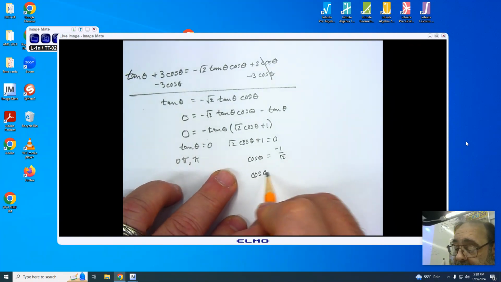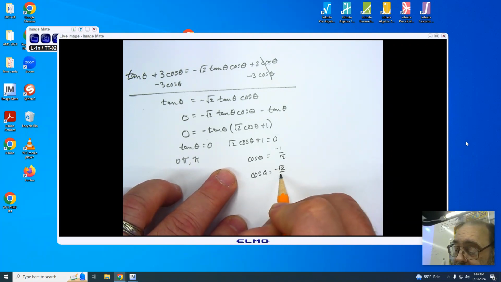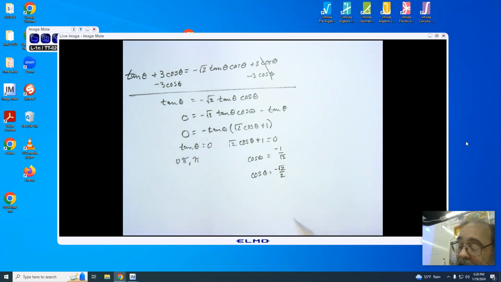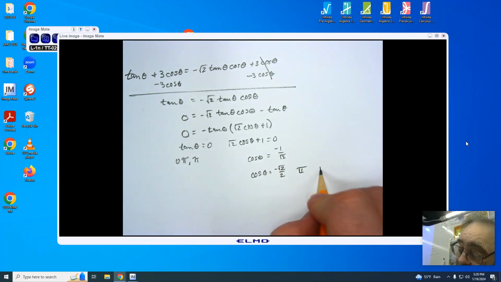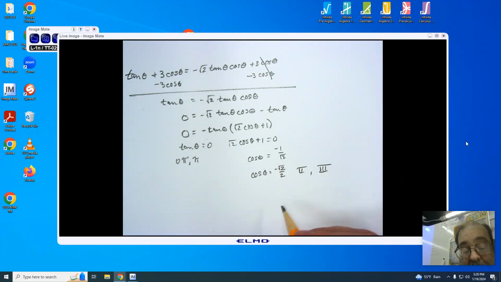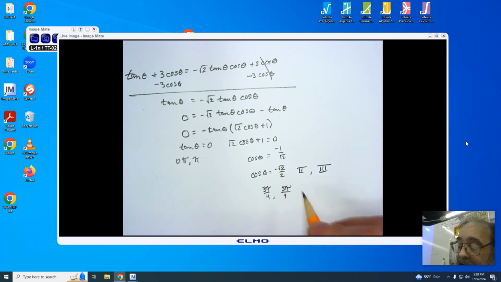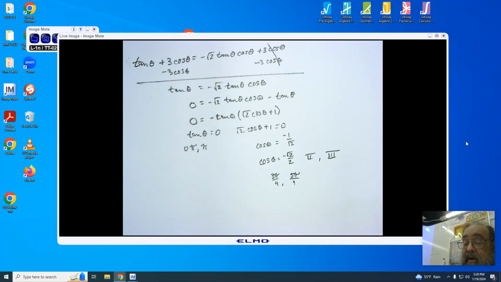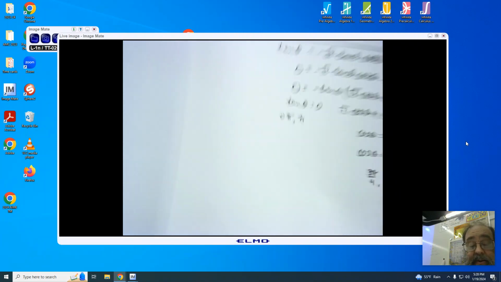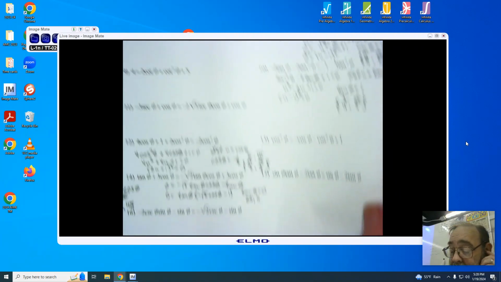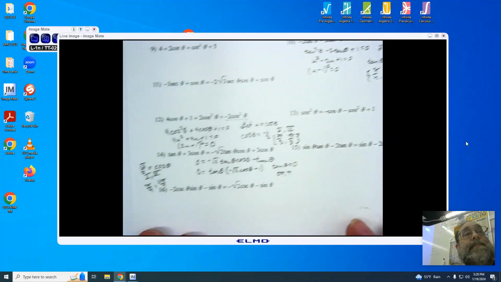My cosine of theta is therefore negative root 2 over 2. And now we are looking in the second and the third quadrant. It is once again a pi over 4 reference angle, and therefore 3 pi over 4 and 5 pi over 4. And then these are my solutions. This leaves me with the last problem on this. The last even problem is dealing with number 16.